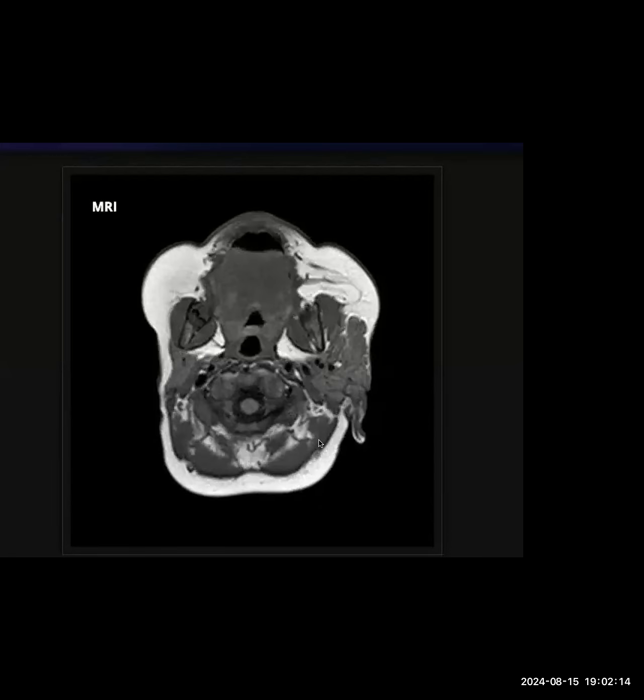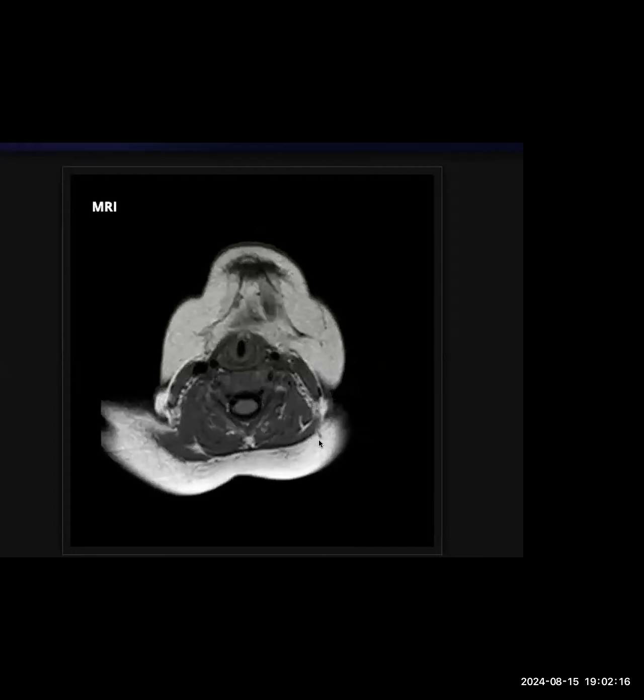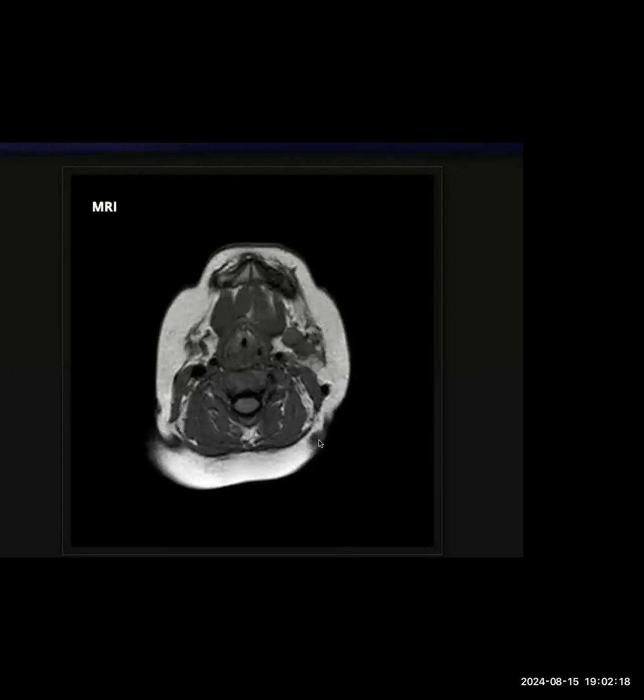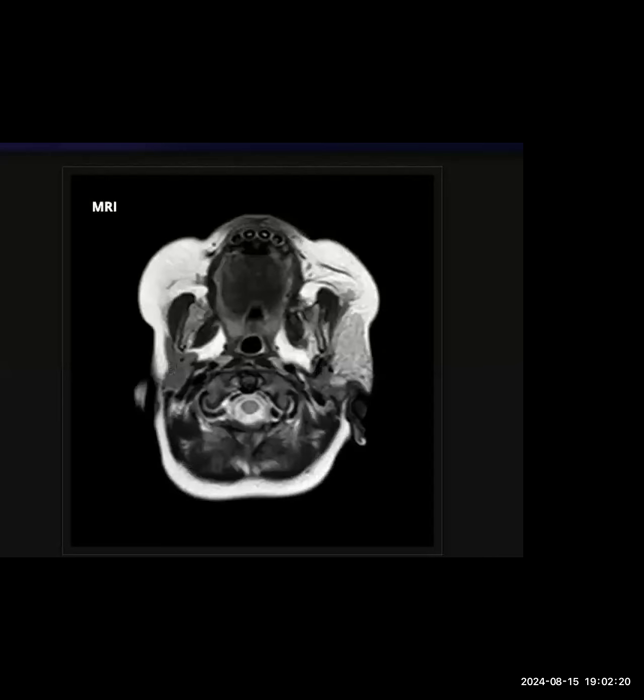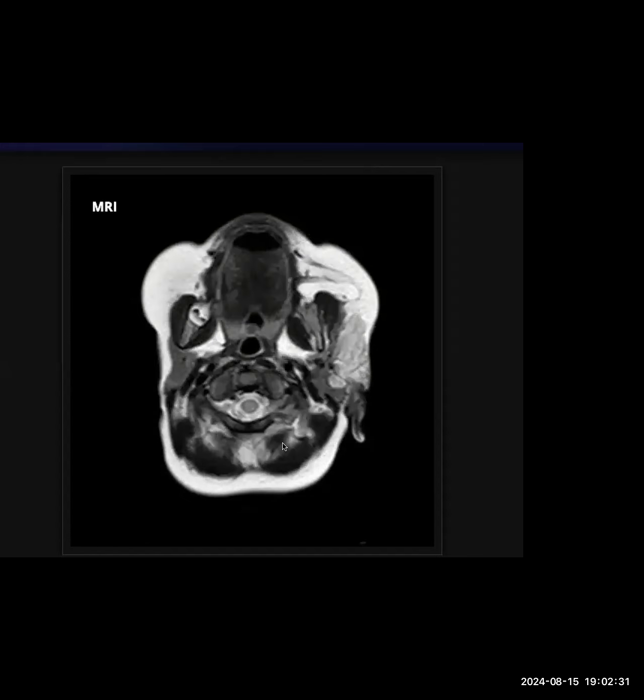Both deep and superficial lobes appear enlarged, but I would further evaluate this on the T2 weighted or T2 weighted fat sat images to see for any pathology. You wanted a T2 weighted fat sat? I have a T1 weighted fat sat. Is that okay? Yeah, both will be.